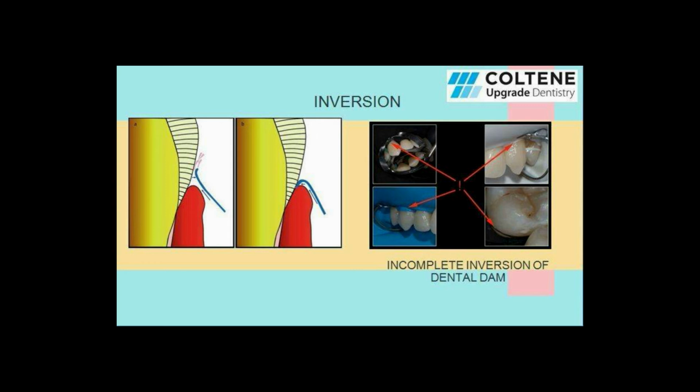The right hand side picture shows four pictures which are showing the incomplete inversion of the dental dam. If the dental dam is not completely inverted, then maybe the cervical portion of the tooth will not be exposed much, so that will create problems with your procedures, or maybe leakage can occur, or maybe tearing of the dental dam material may occur. So many problems are there, so it is important to invert the rubber dam, and there are many procedures by which we can do the inversion of rubber dam, and we will discuss them one by one.